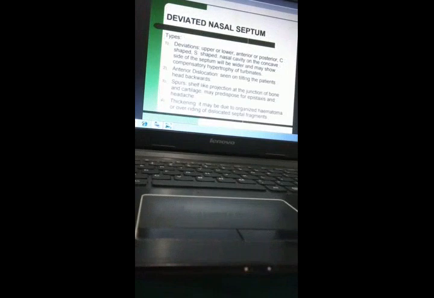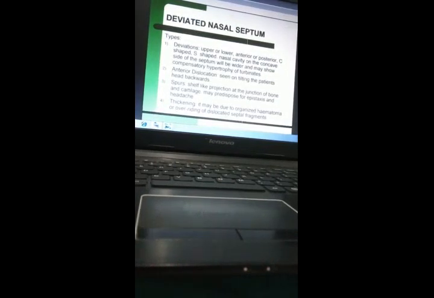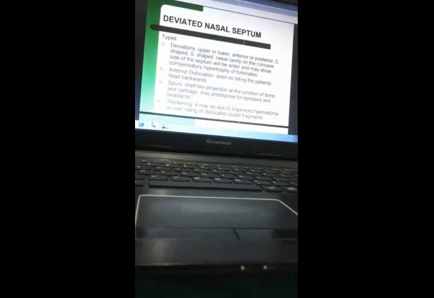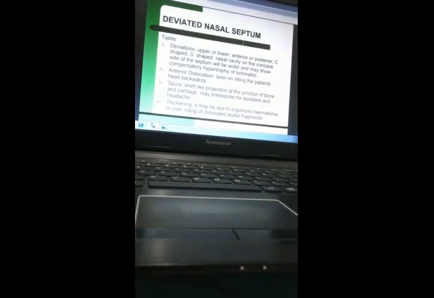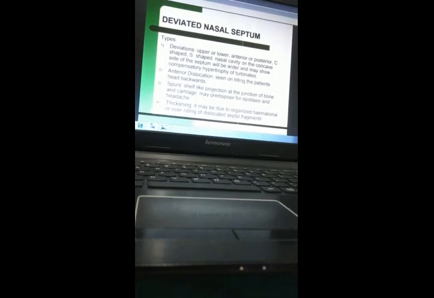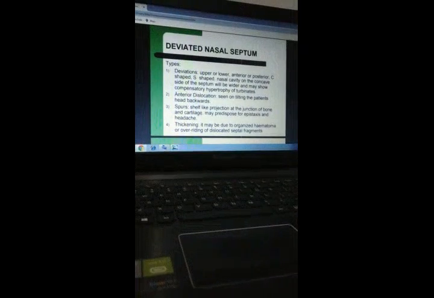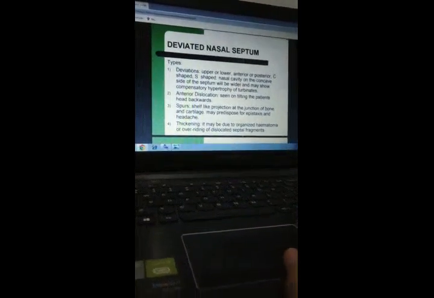Third is spurs. This is a shelf-like projection at the junction of the bone and cartilage. It may predispose to epistaxis and headache. On a spur, there are sometimes major vessels, and the projection of the spur causes bleeding.